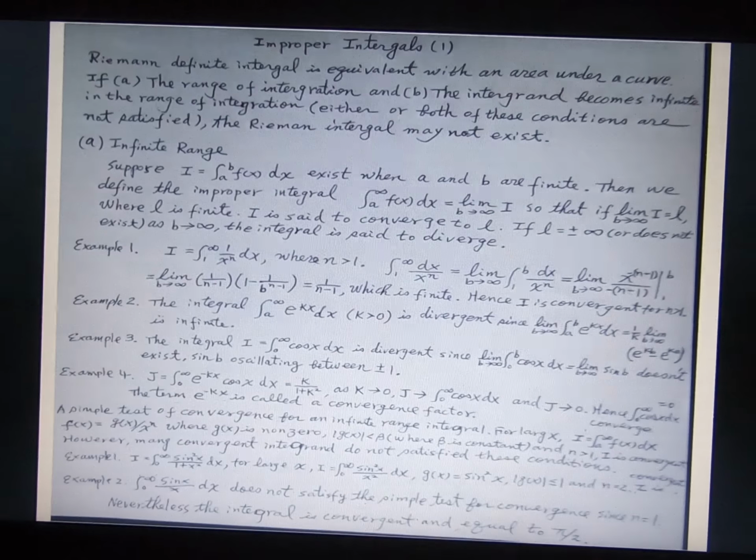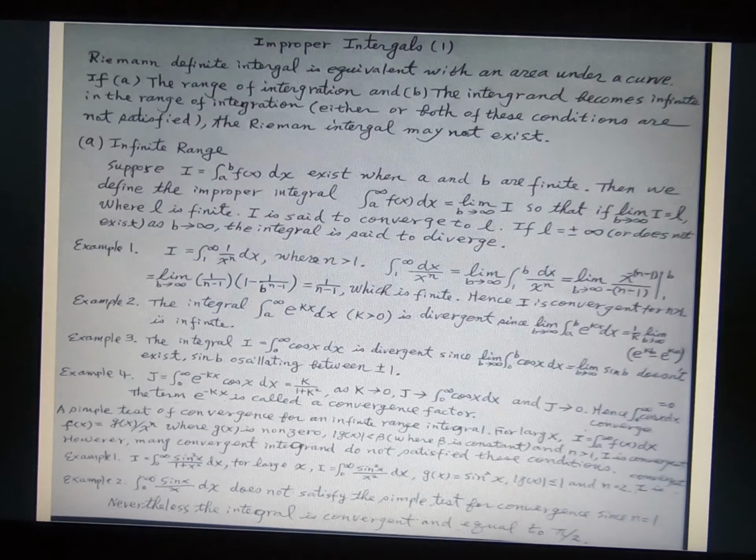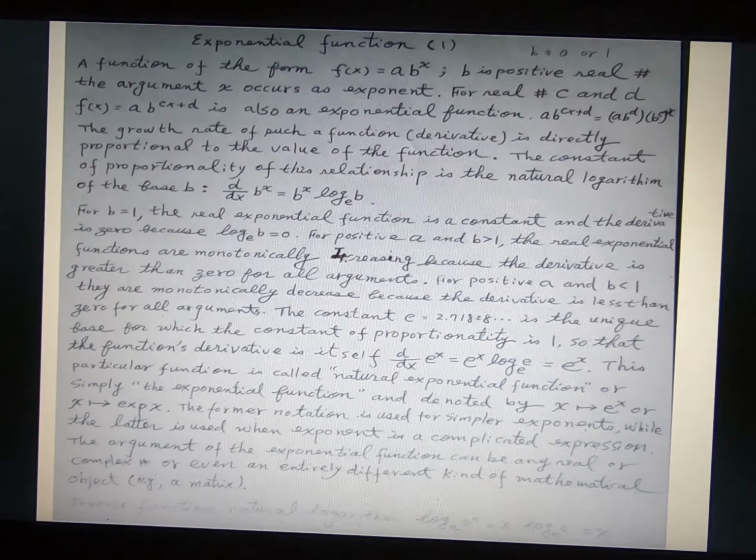And to understand this, to derive this example, you need to understand improper integration. If the range goes to infinity, what happens? If the integrand goes to infinity, what happens? Or if both go to infinity, what happens? This is improper integration. I give you all this for your information.